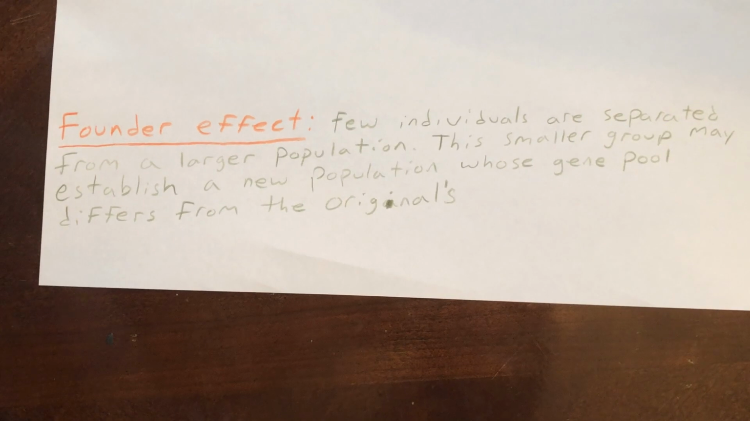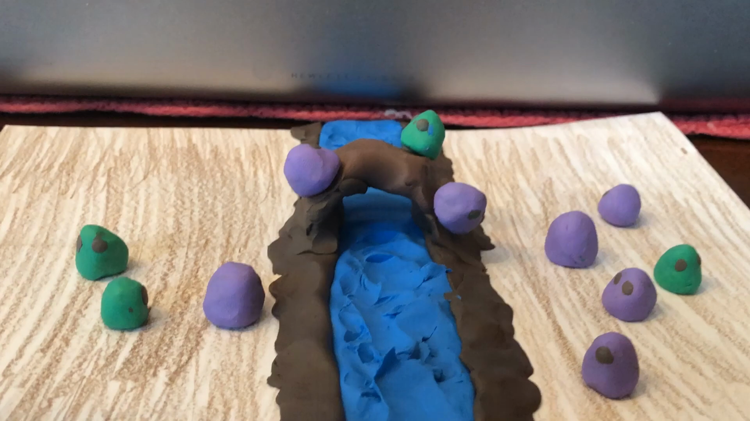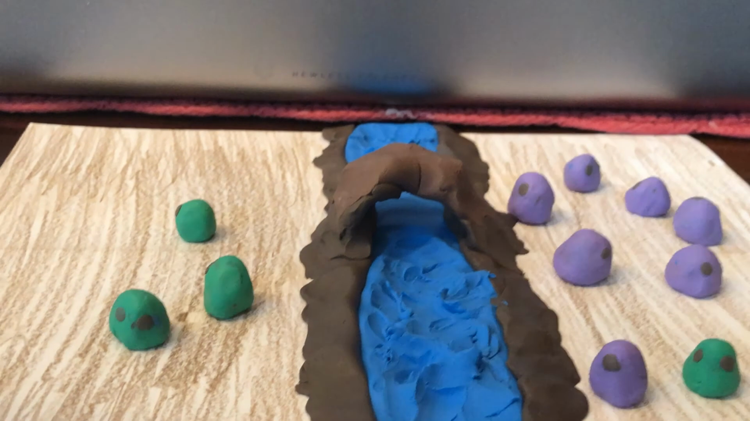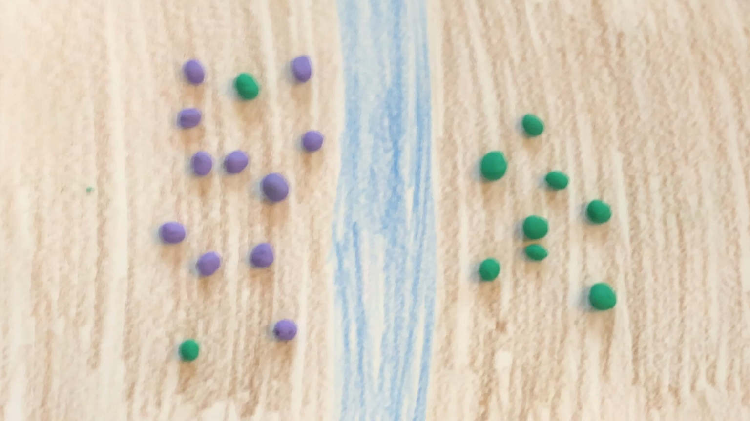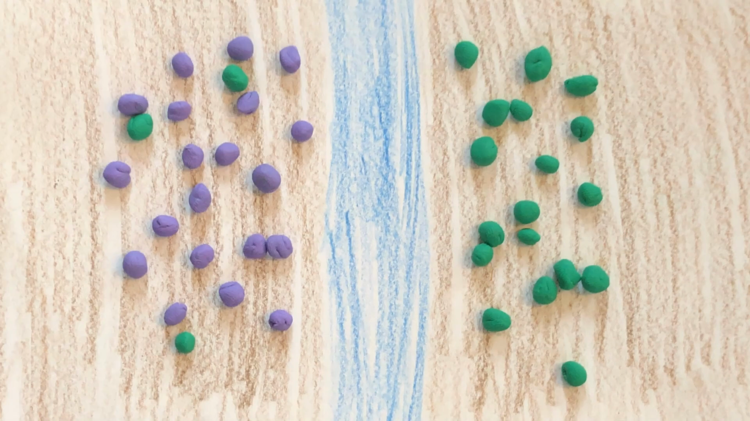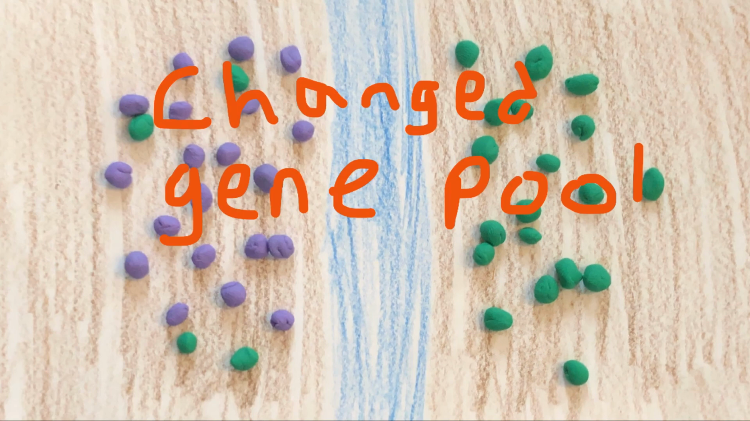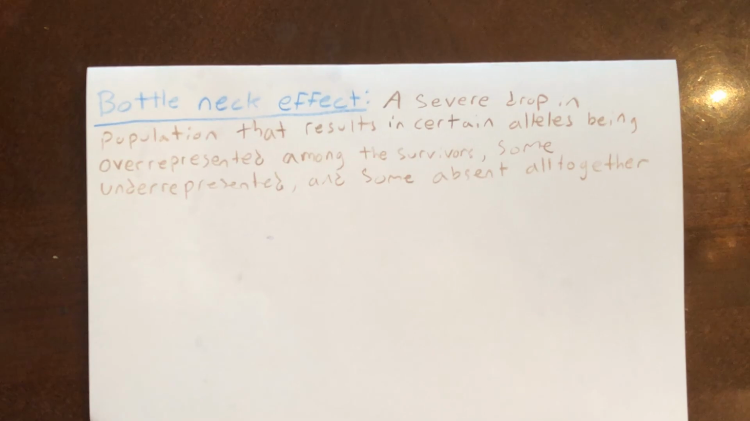The founder effect is when a few individuals are separated from a larger population. The smaller group may establish a new population whose gene pool differs from the original's. So here we've got this species, and the species gets separated. Then the one on the right turns all green, while the one on the left stays relatively the same. But then the one on the right has evolved, and over time, they might become different species.